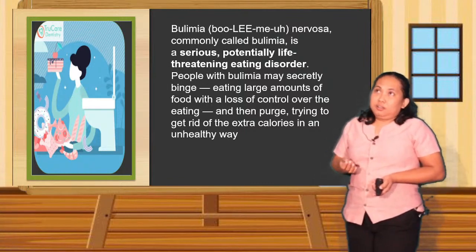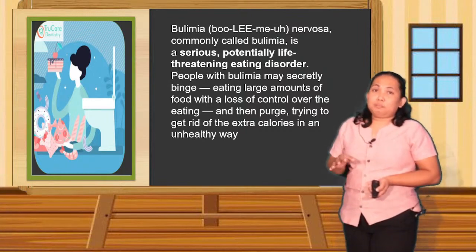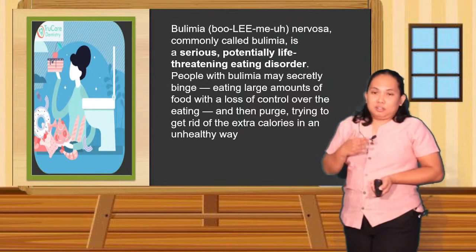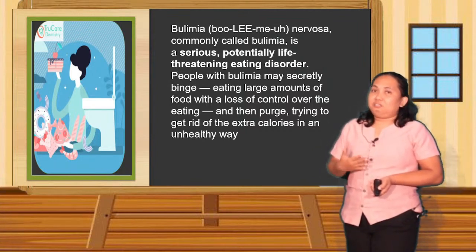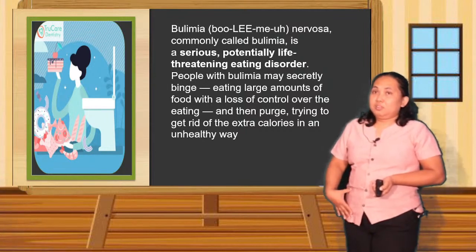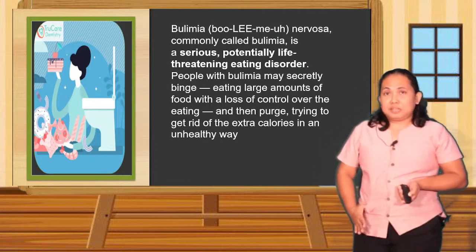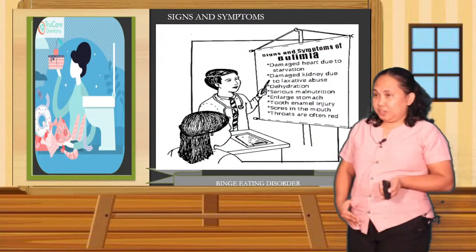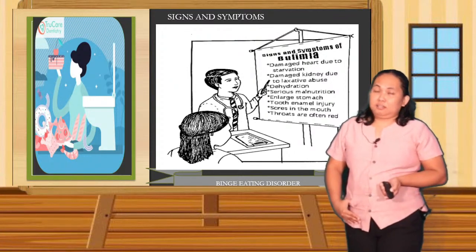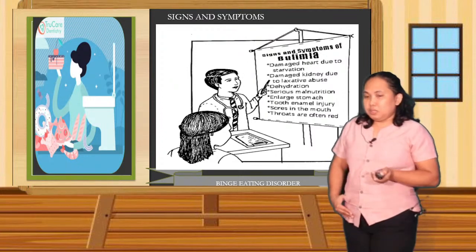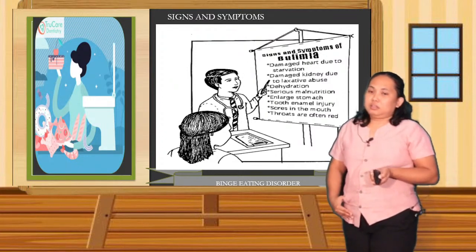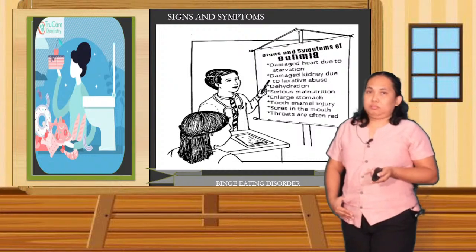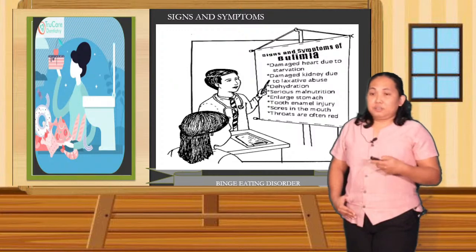Okay. So they are abruptly, violently taking away, what? The foods that they intake. Why? Because they are trying to get rid of the extra calories in an unhealthy way. So that is bulimia. So what are the other signs and symptoms that manifest in bulimia? Okay, we have damaged heart. Why? It's due to starvation. Next, damaged kidney due to laxative abuse. Why? If some bulimic individual thinks that purging is not enough, they use laxatives so that they can excrete the nutrients, the foods that they have intake.